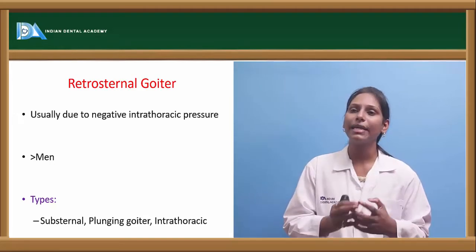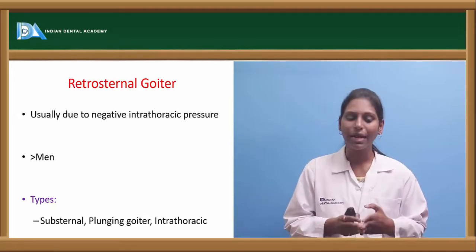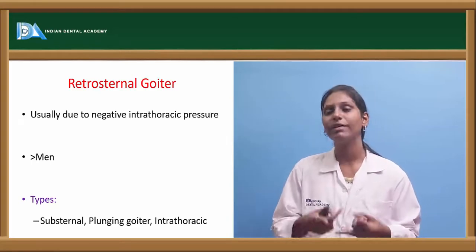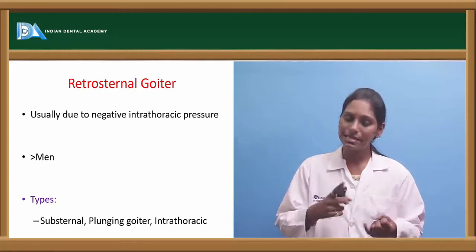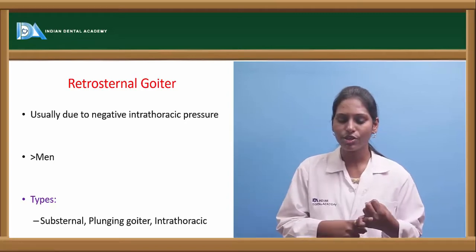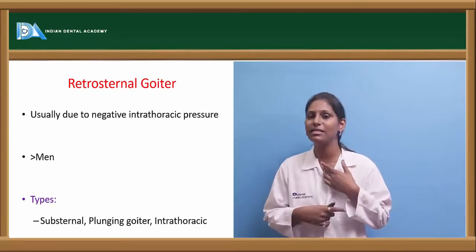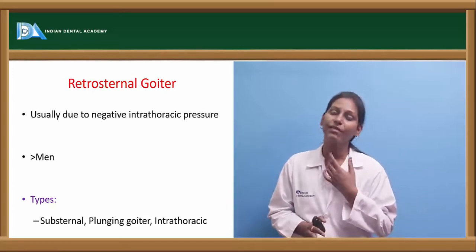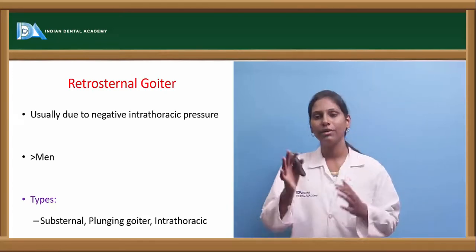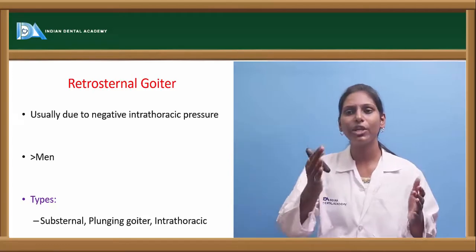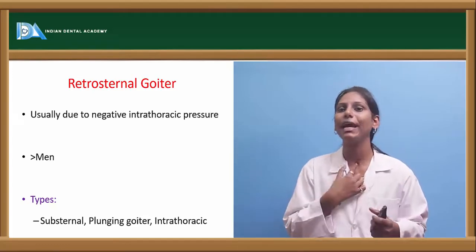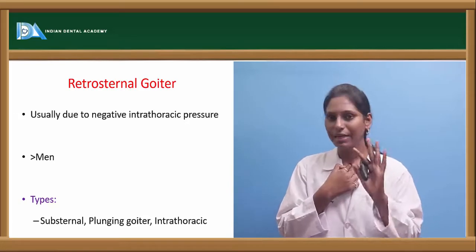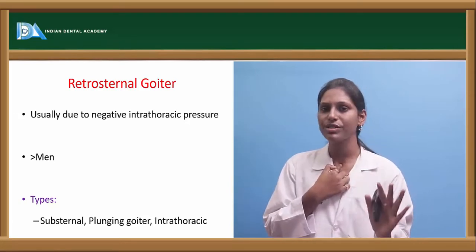There are various types of this retrosternal goiter, and these include substernal goiter, plunging goiter, and intrathoracic goiter. Substernal goiter is usually present behind the sternum. That's why it has this name substernal. Plunging goiter is something which is also present behind the sternum. To tell you, in the substernal goiter, when we put the finger and palpate behind the sternum, we can actually find the mass, the retrosternal goiter.